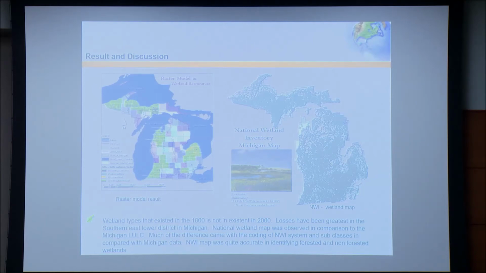So again, this is the National Wetland Inventory map that was sent to me, and I did my comparison. The type that existed in 1800 is not in existence in 2000, and losses have been graded in the South and East Lower District in Michigan in comparison to the National Wetland Inventory map. Basically what I did here was divide the quadrants up into different sections so that they can be viewable. And this is the DOQQ model data set that I was using here.